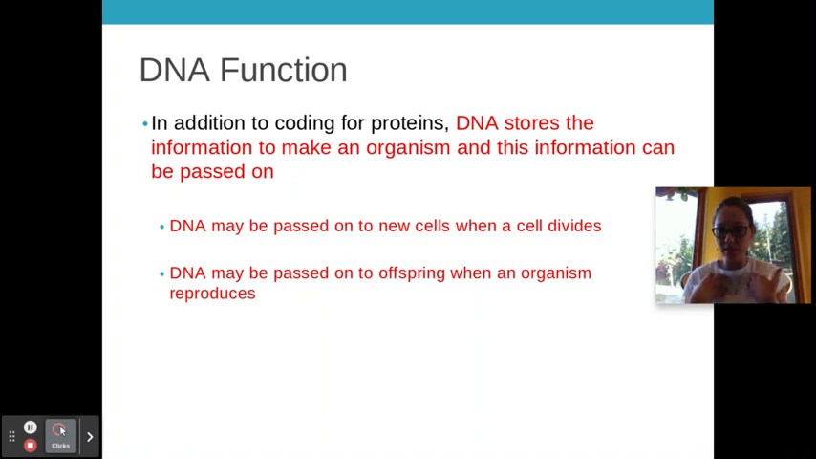So all of our cells in our body have the same genetic information, but it also allows us to pass on the genetic information to an offspring when an organism reproduces. So we're going to talk about both of these things in more detail throughout this unit. But right now, you just need to know that overall function. And that is the end of it.